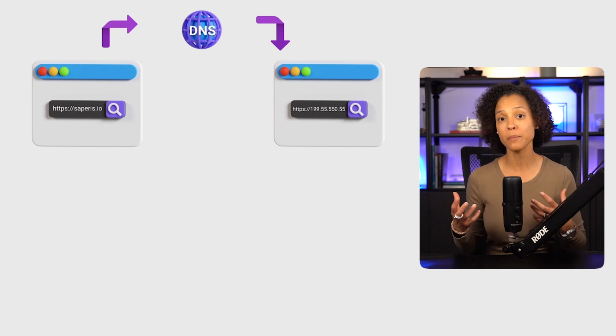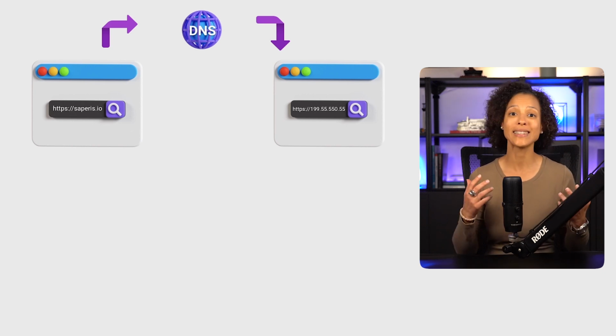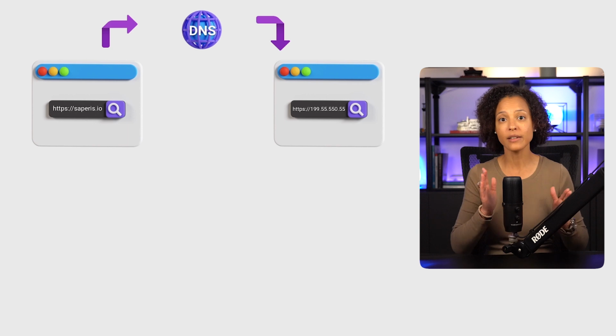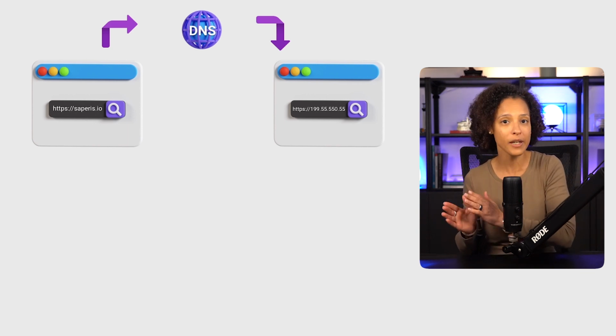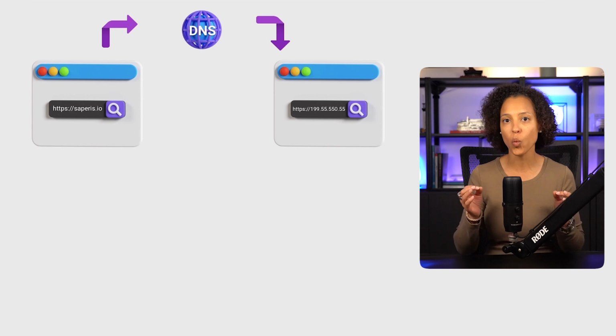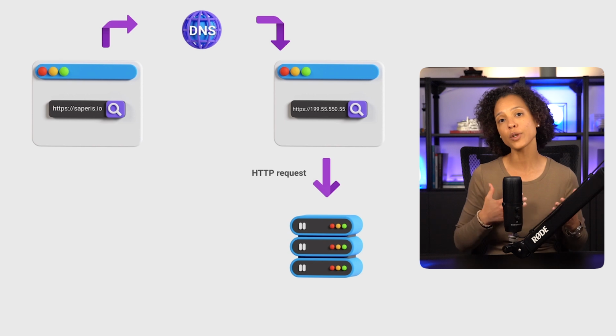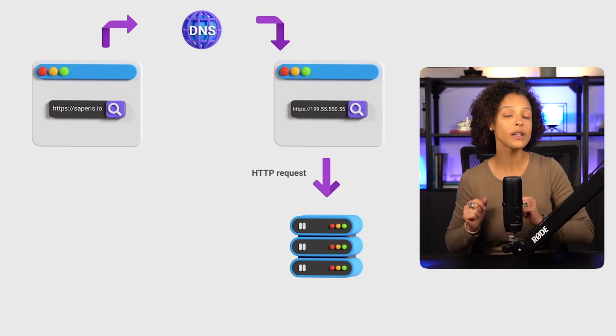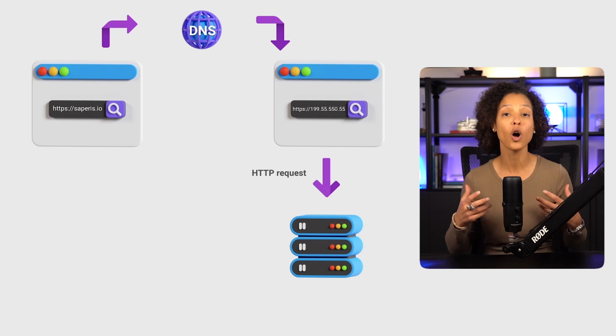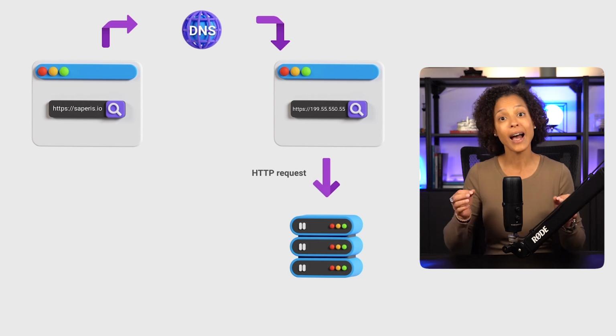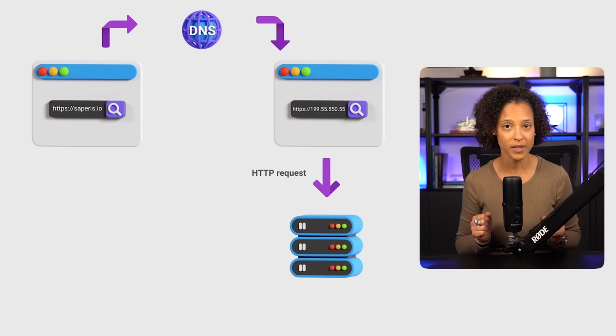Let's say you want to access the website saperis.io. That website, just like any other, is hosted on a server. The browser goes to the Domain Name System server, also known as DNS server, to translate the domain name into an IP address to locate the server where the website is hosted. The browser then sends a request to the server using the Hypertext Transfer Protocol, also known as HTTP, asking it to send a copy of the website.